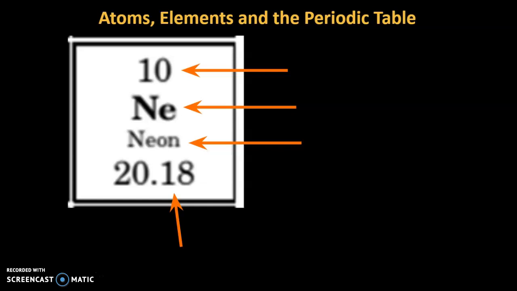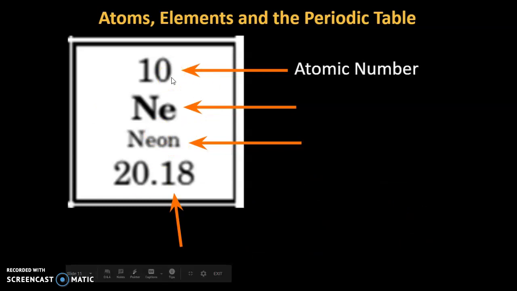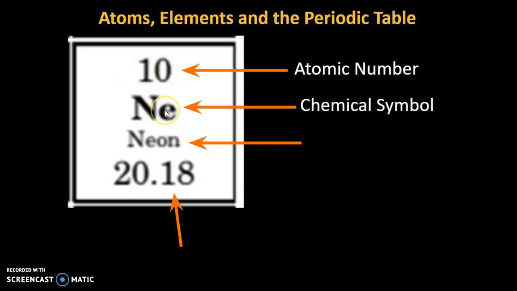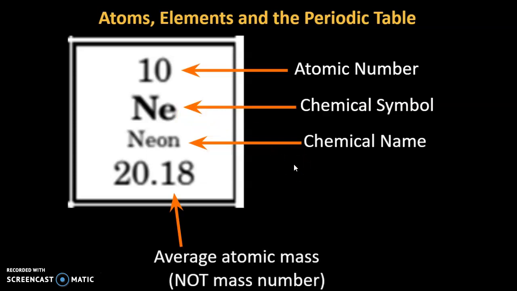So let's go ahead and analyze what this diagram here is telling us. First, we're going to start with the atomic number. The atomic number here shows how many protons there are in this particular element. The chemical symbol is going to give us what element this refers to. The chemical name here is neon, such as neon lights. And the number in the bottom here is the average atomic mass.